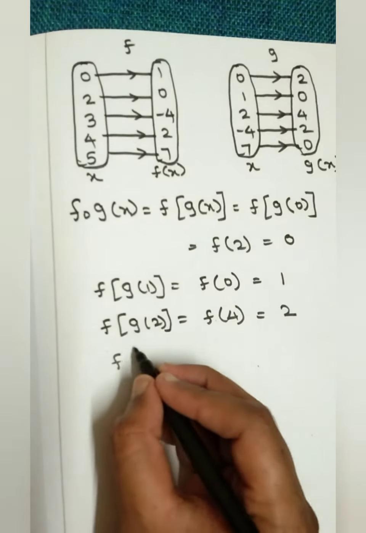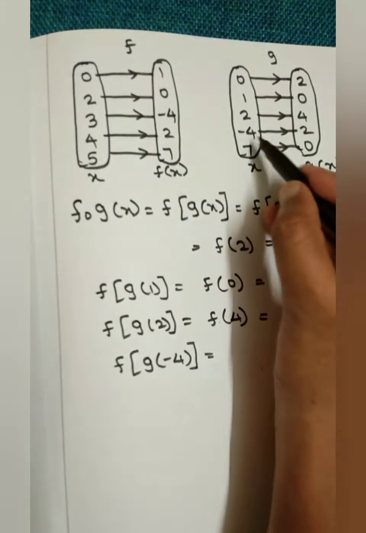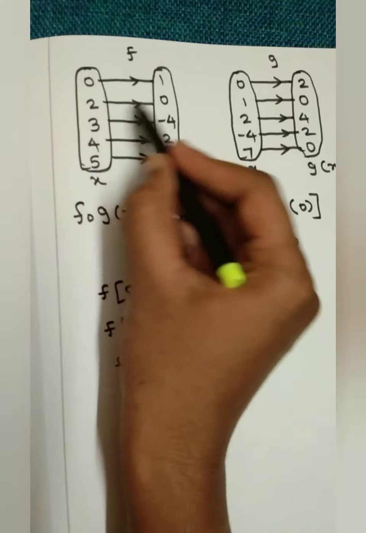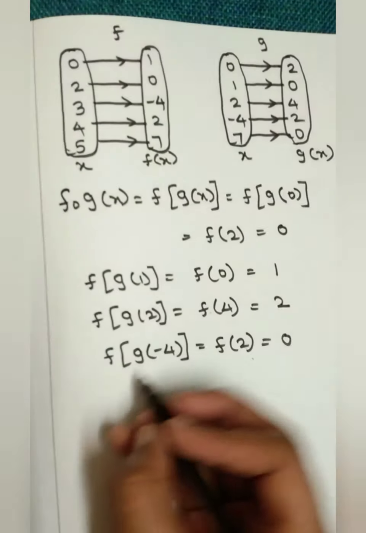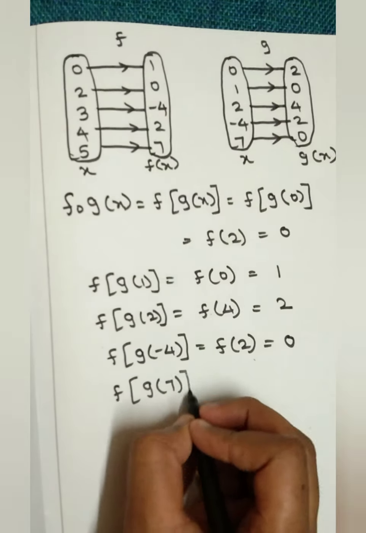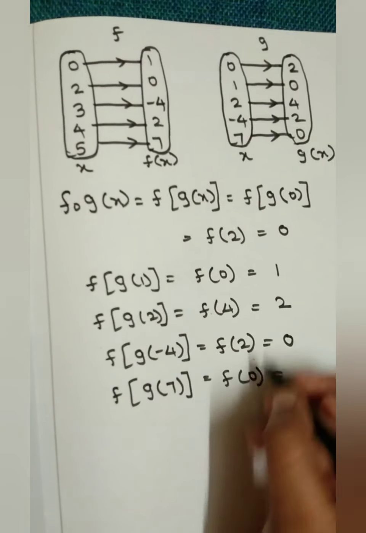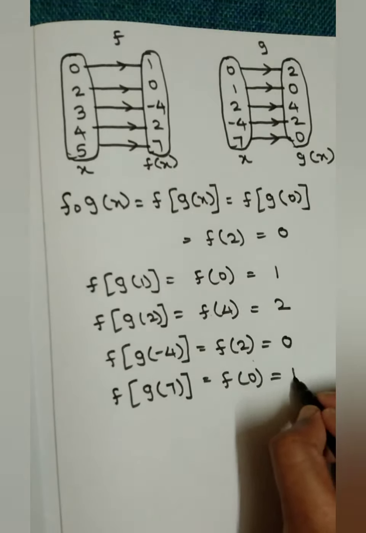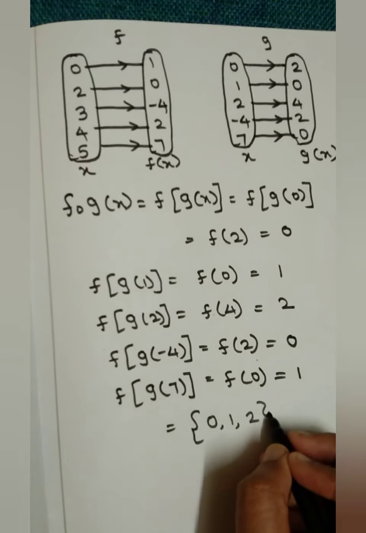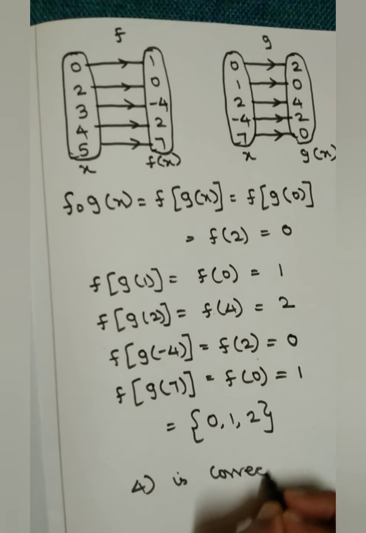Then f of g of minus 4: g of minus 4 is 2, so f of 2, 2 maps to 0, so f of 2 is 0. Then last, 7: f of g of 7, g of 7, that is 7 maps to 0, f of 0, 0 maps to 1, f of 0 is 1. My range is 0, 1, 2. My option 4 is correct. This is the range.